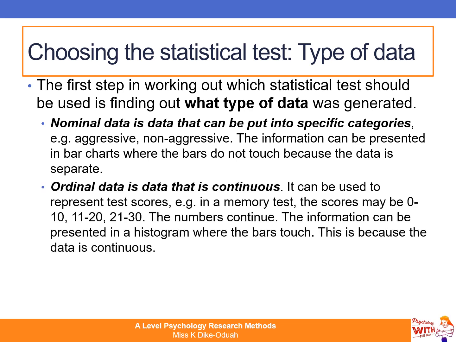Ordinal data is data that is continuous. However, it's continuous in the sense that it is a researcher who determines the scale or determines the scores that are going to be attributed to participants. For example, you might be asked to go out and measure participants' happiness scores, and I give you the freedom to decide how you're going to do that.